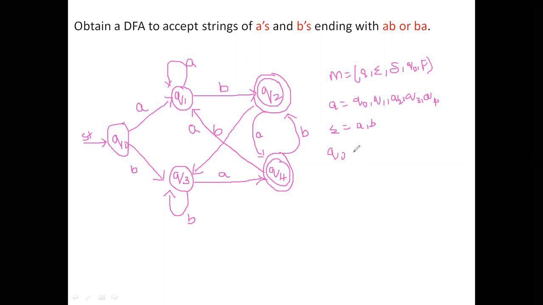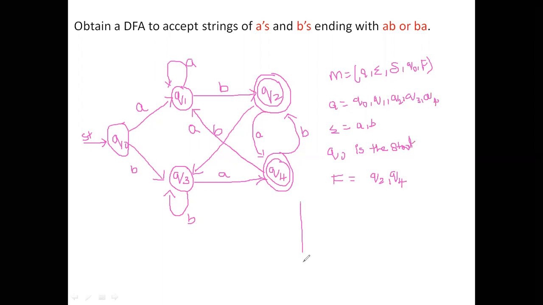Okay, so Q naught is the start. Then final state. How many final states we got? Final states will be equal to Q2 comma Q4. Okay, we can have multiple number of final states, don't worry about this. Okay, fine. So now I'm going to write the transition table over here.